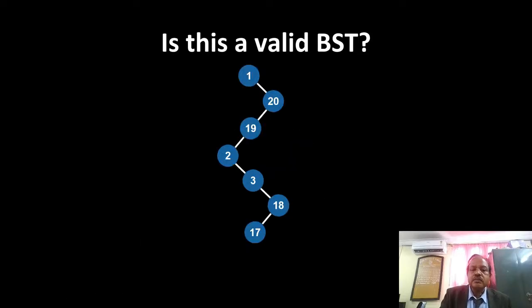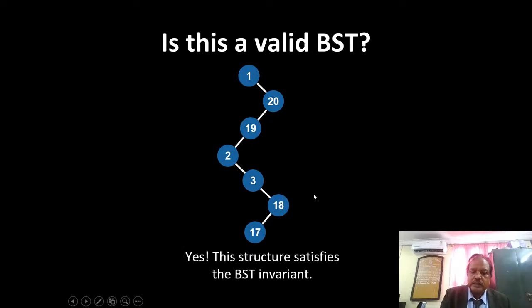Is this a valid BST? You see, 20 is greater than 1. So it is okay up to this. And 19 is less than 20 and greater than 1, it is okay. And 2 is also greater than 1 and also less than 20, it is okay. 3 is greater than 2 and also less than 20 and greater than 1 also. So 18, 11, 17. So it is a purely BST. Yes. This structure satisfies the BST invariants.